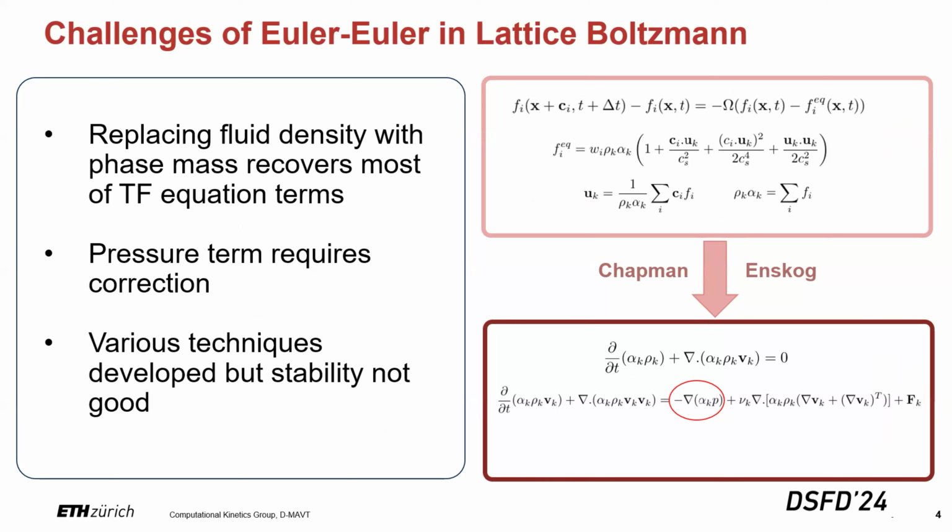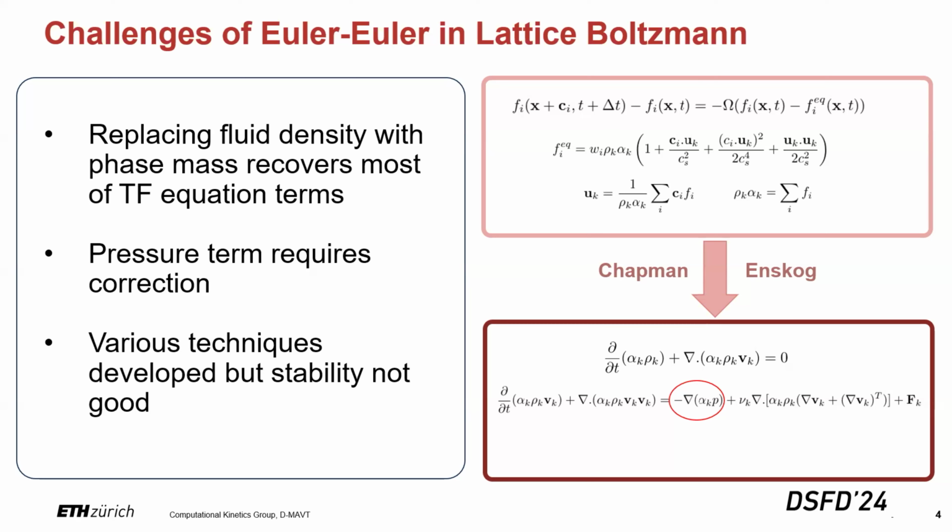You have an extra alpha in there. It's a gradient of alpha times p instead of alpha times gradient of p. This might look like a small fix. You can add a correction term over there, and that has been done. And it works for simple cases. You can add a correction term proportional to pressure times gradient of alpha. But there you are introducing a lot of discretization errors because here the pressure gradient is calculated using the LB stencil, and there's a lot of discretization error leading to a lot of diffusion.